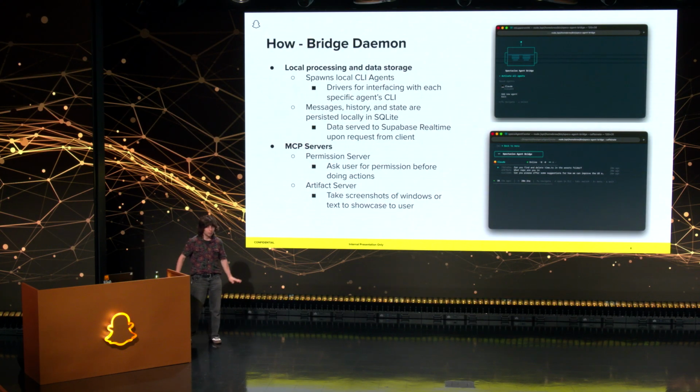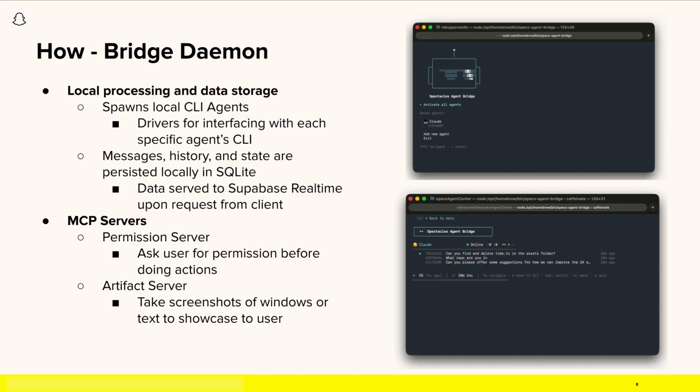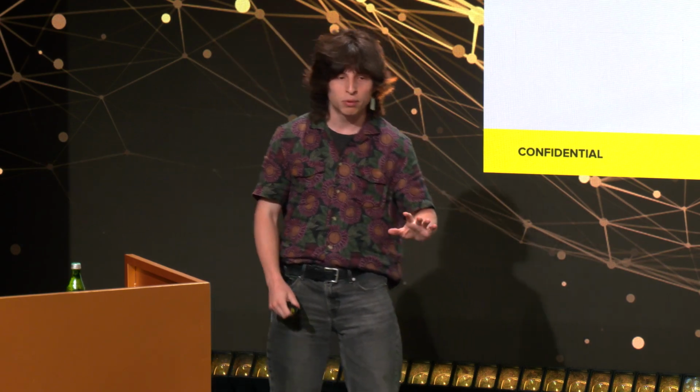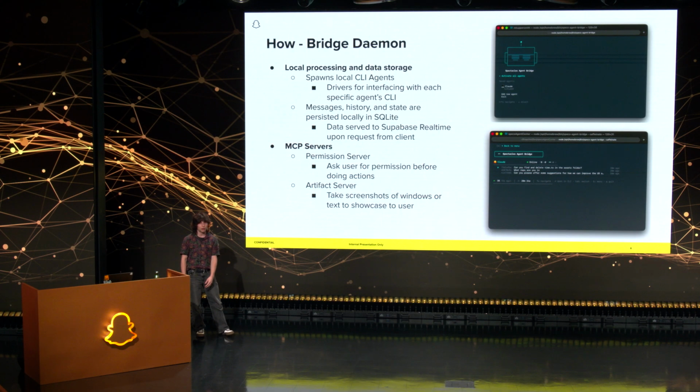Additionally, I added a couple MCP servers on here. One is something I call the permission server, and this is one that will actually interject in the tool call pipeline for these agents, such that it'll send a pop-up to the Lens, such that the user is able to say approve or deny or allow all, as well as something I call an artifact server, which is a server which is able to take screenshots on your computer and send that to Spectacles.